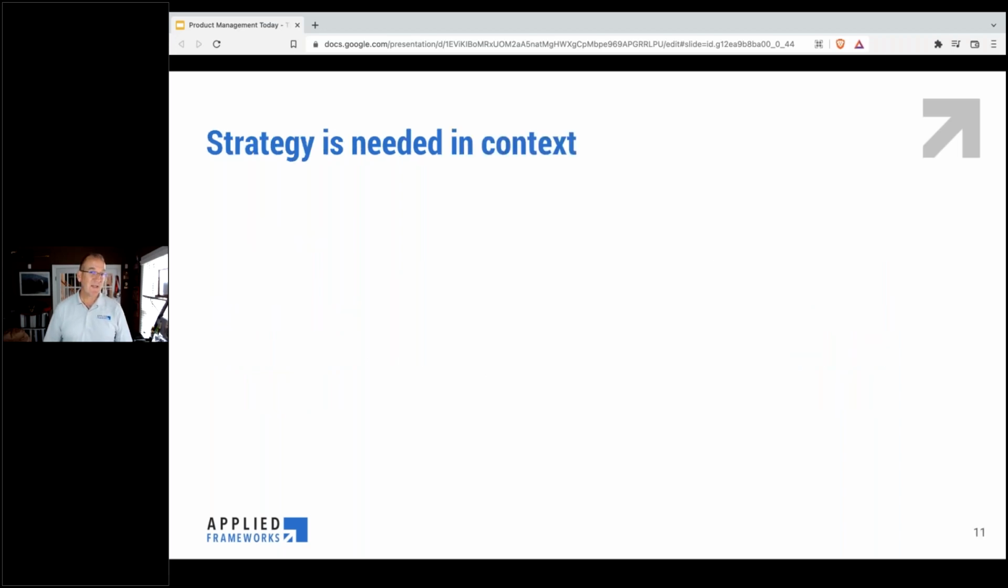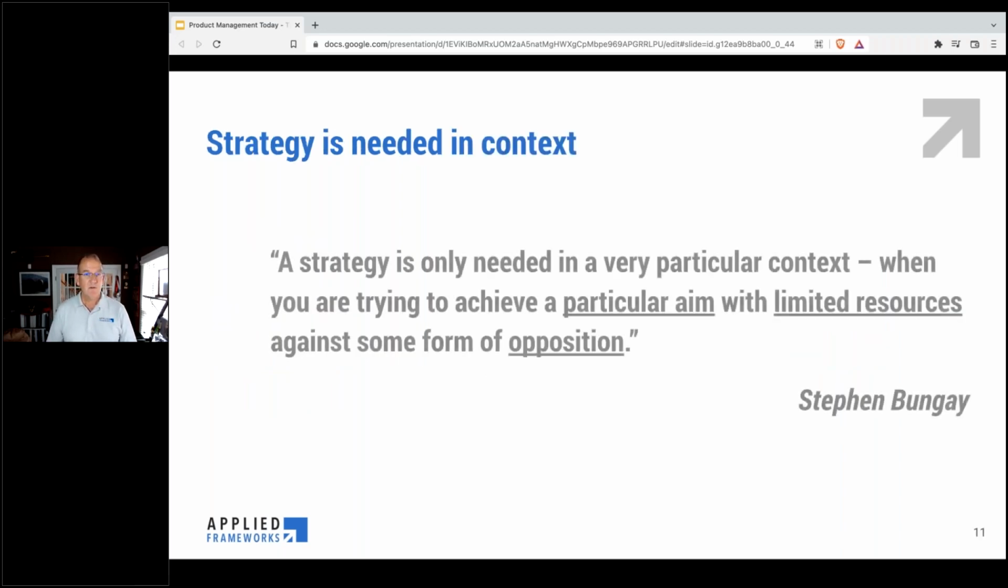But strategy is needed in context. This great quote by Stephen Bungay, who writes a lot and talks a lot about strategy, is that strategy is only needed in a very specific context. When you're trying to achieve a particular aim with limited resources against some form of opposition.